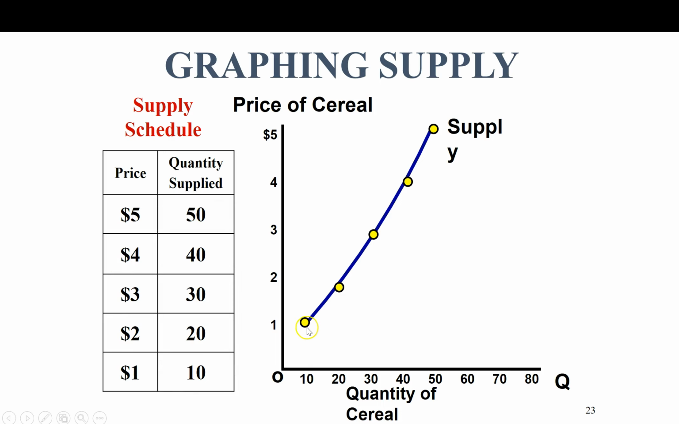When we plot those curves, we've got 10 and 1. That's our x, and our y, 10 and 1. So we can plot those points, connect the dots, and we have a line with a positive slope. And that positive slope goes back to that positive relationship between price and quantity. They're both going in the same direction.